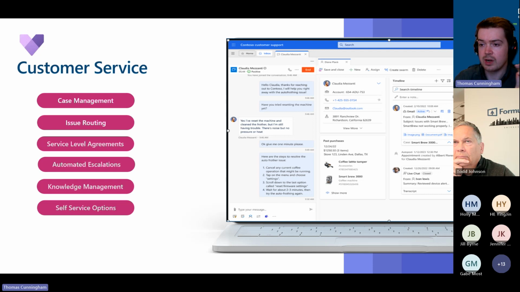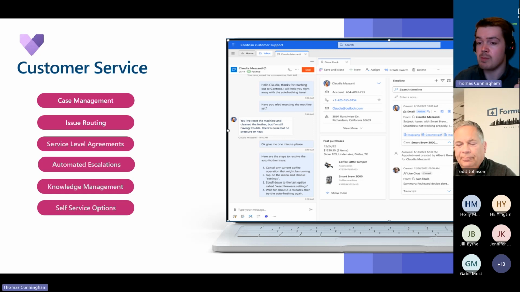It also has built-in service level agreement functionality. This allows organizations to set, report on, and ultimately meet the SLAs they provide. Cases that are at risk of not meeting SLAs can be flagged ahead of time to ensure that they're actioned appropriately. And as part of this, there's functionality for automated escalation. So if conditions are met on a case which mean it needs review by a more senior agent, this can be actioned without agent intervention.